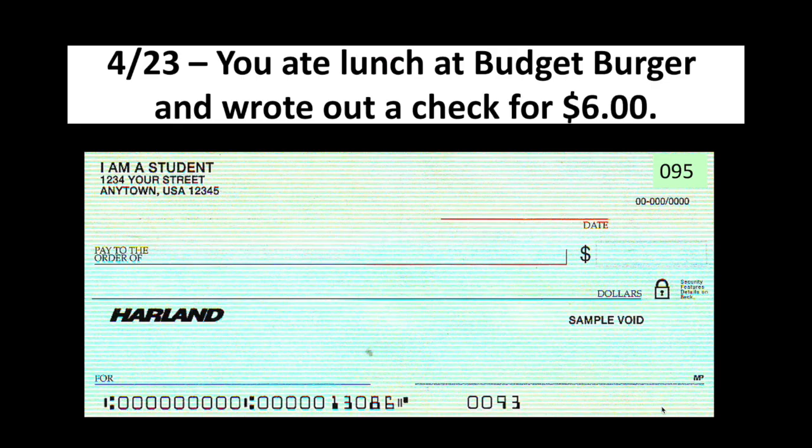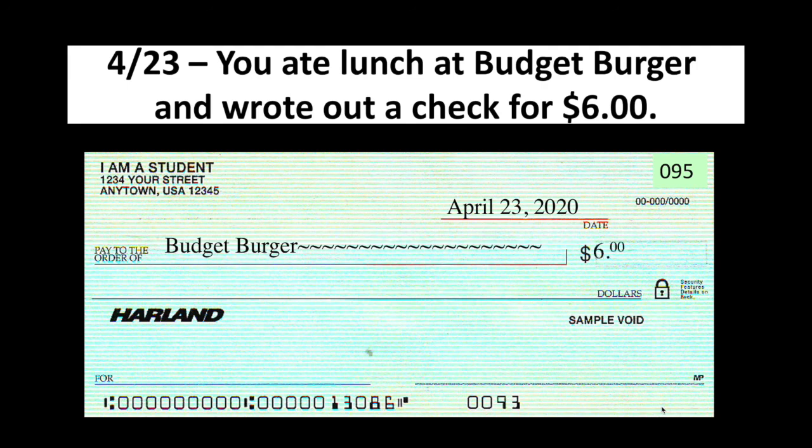Next, on April 23rd, you ate lunch at Budget Burger and wrote out a check for $6. Again, we'll walk through this. The first thing is writing out the date, April 23rd, 2020. Paid to the order of Budget Burger. Again, the wavy line is so that nobody else can add something to it.